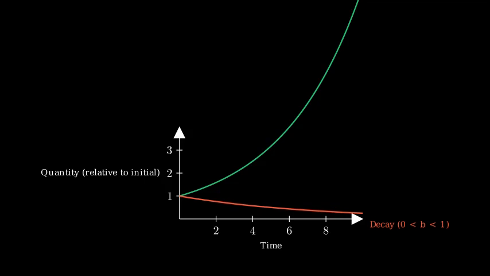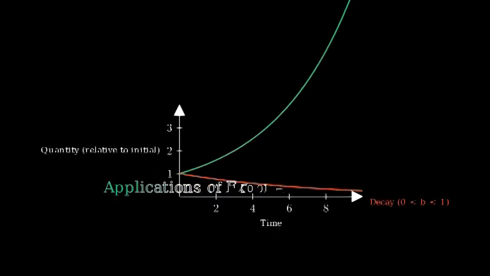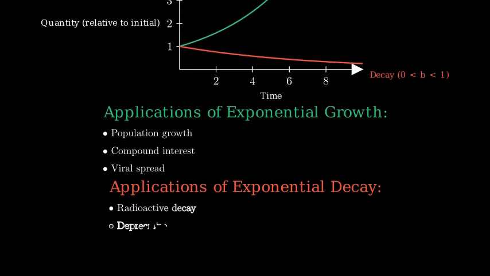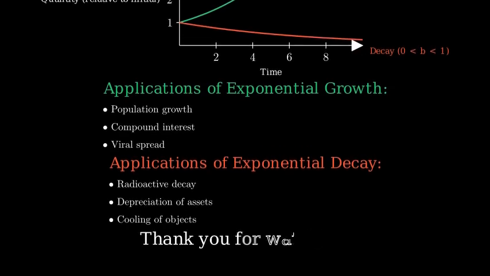Exponential models are powerful tools for describing many real-world phenomena. Exponential growth models apply to population growth, compound interest, and viral spread. Exponential decay models apply to radioactive decay, depreciation of assets, and cooling of objects. By following the steps we've outlined today, you'll be able to solve any exponential model problem that comes your way.